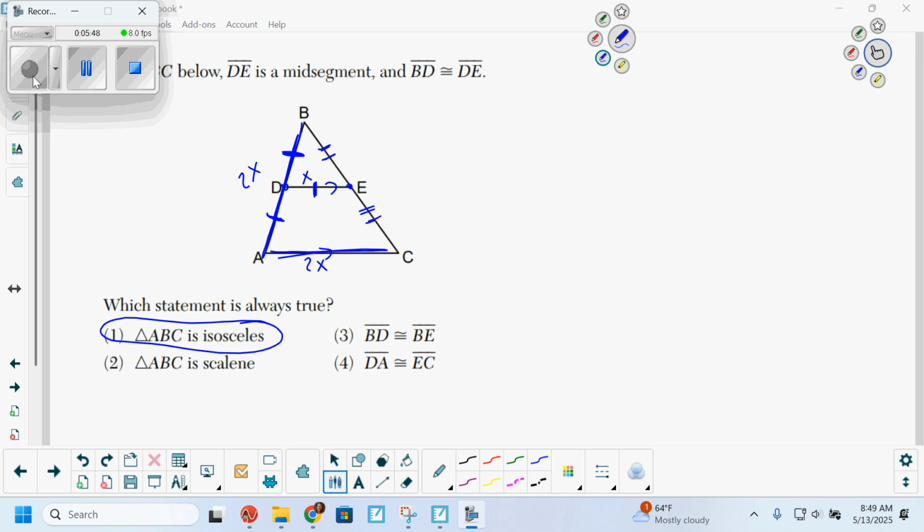So definitely not scalene. Let's see, is BD congruent to BE? No, not necessarily. And DA, is that congruent to EC? Same idea. I don't know that, so I can't assume it. So definitely choice 1.